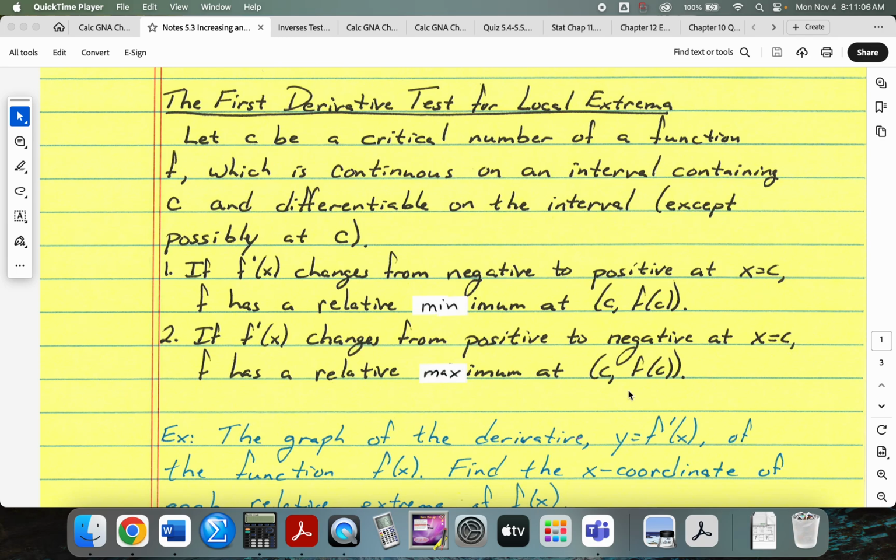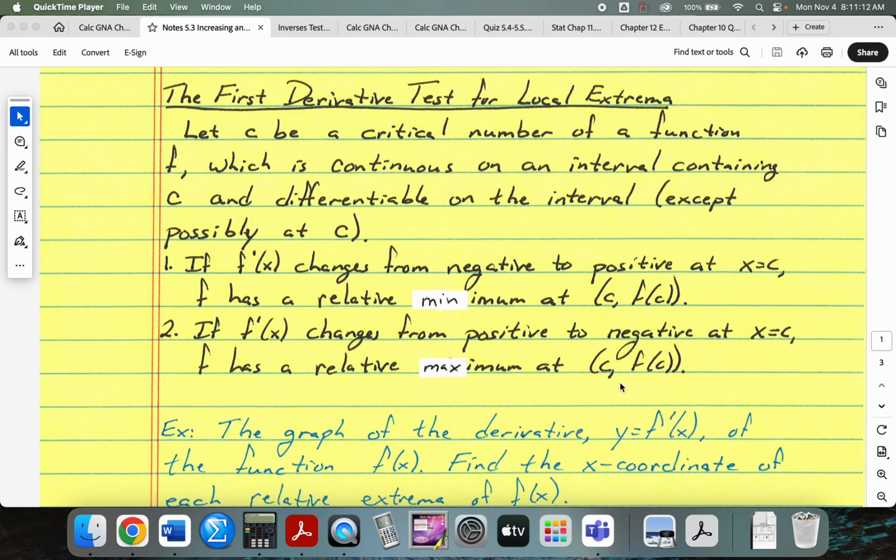Okay? And then if f prime changes from positive to negative at x equals c, f has a relative maximum at c, f of c. So what we're going to do is look for critical numbers. That includes not only places where the derivative is 0, but also places where the derivative doesn't exist, but the function does exist. That's why it says f has to be continuous on an interval containing c. So we're going to look for places where the derivative is 0 or where the derivative doesn't exist. Those are going to be our critical values. And that's where we can have a local maximum or a local minimum. Only at those places.